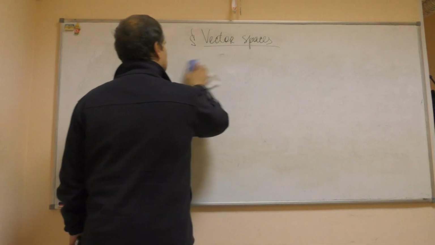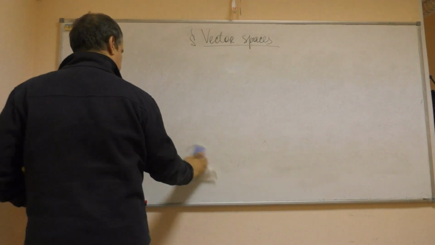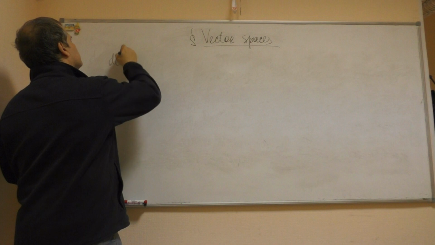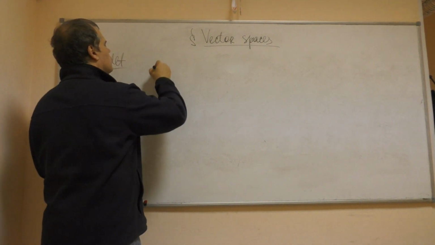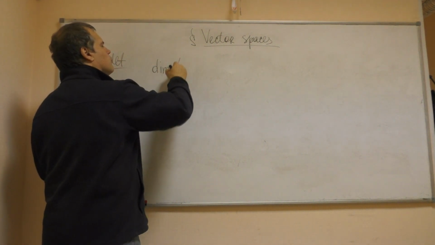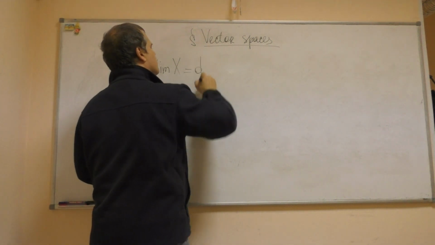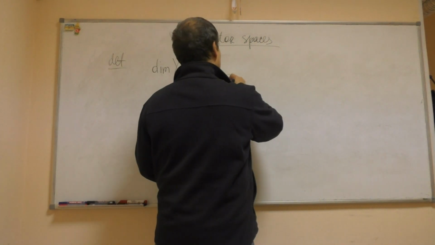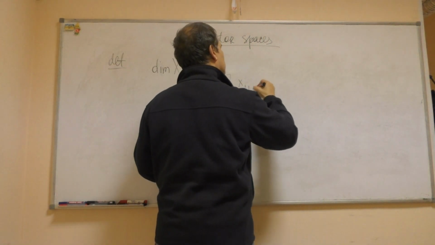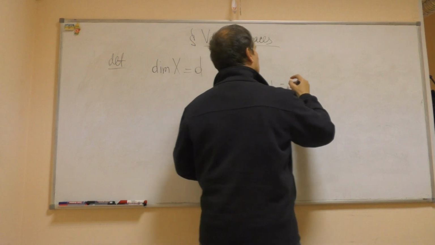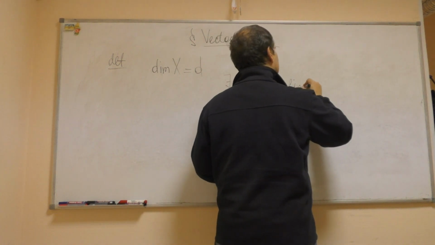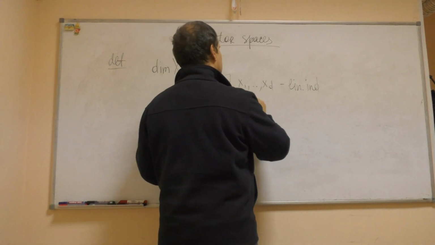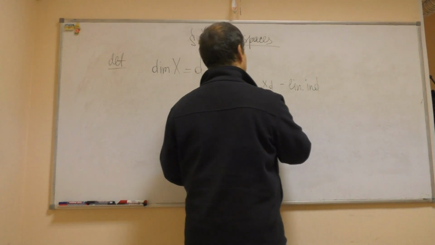Next definition. We say that the dimension of X is equal to d, and write this, if we can find d linear independent vectors and we cannot find d plus 1 linear independent vectors.